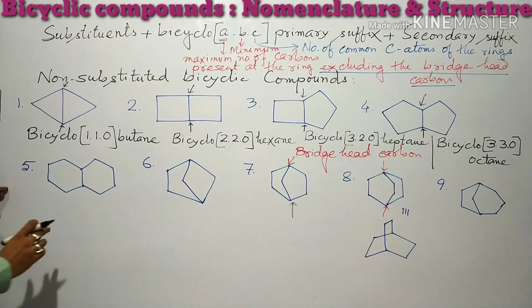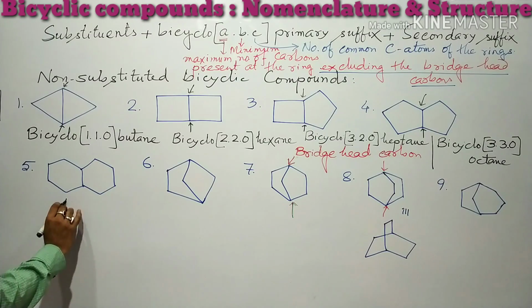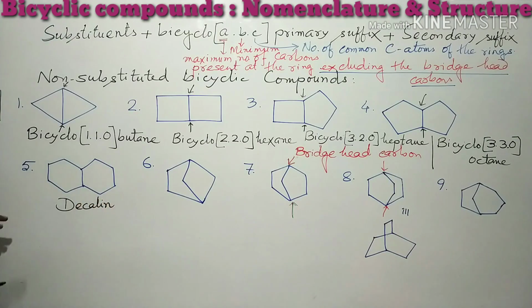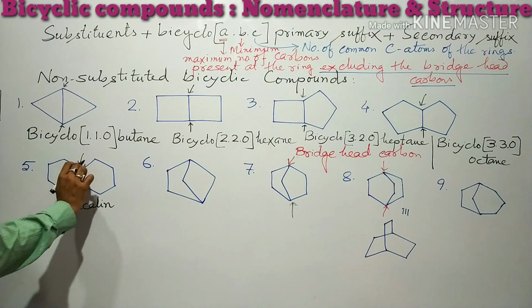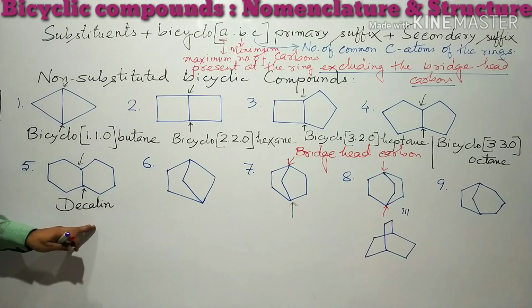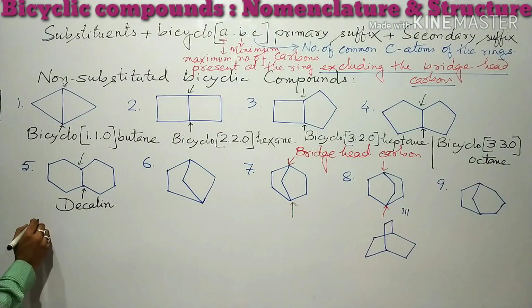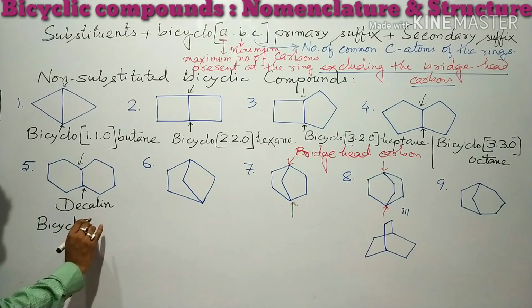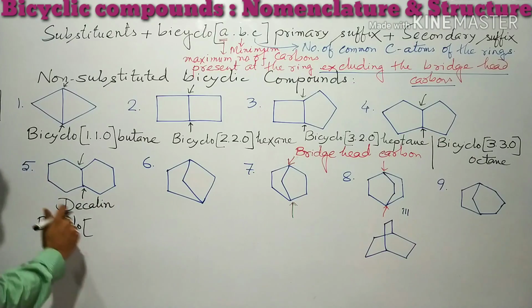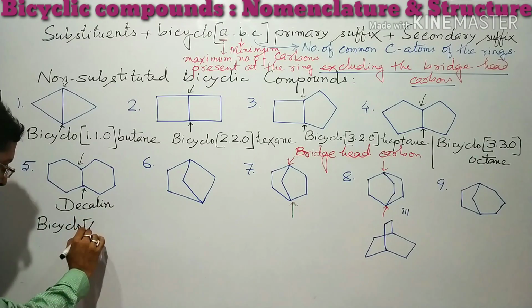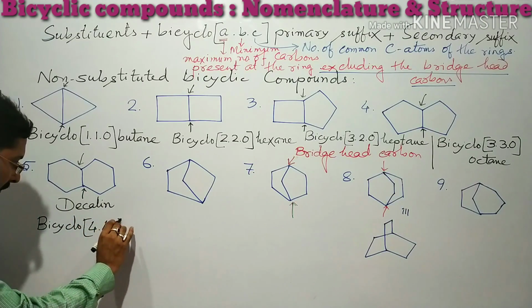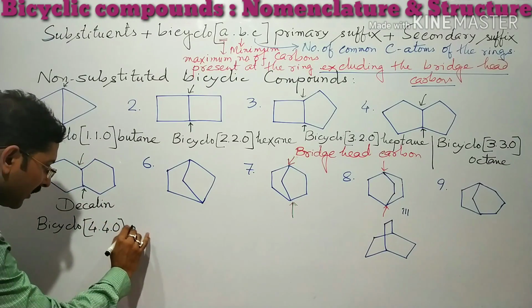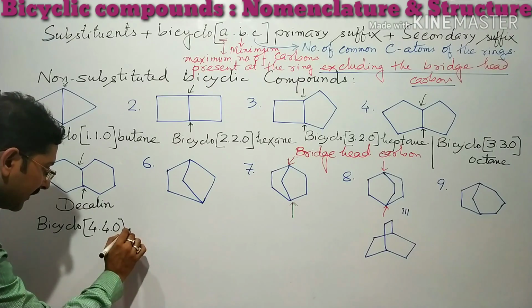Okay, what about this one? This compound is known as decalin. Okay, these two are bridgehead carbons. This decalin is a trivial name of this compound. This is bicyclo 1 2 3 4, 1 2 3 4, so this is 4.4.0, 1 2 3 4 5 6 and 4 10, so this is decane.